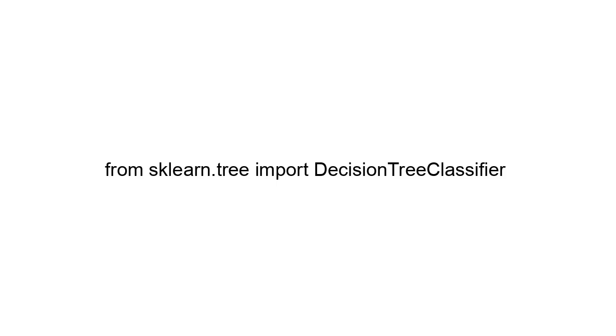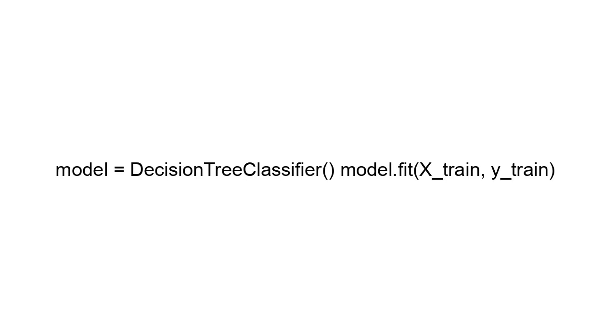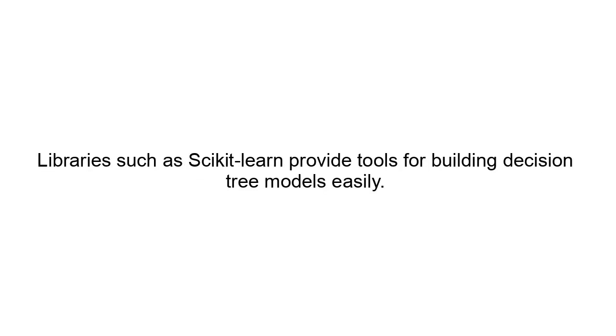Example Python code. Example decision tree model using Python. From sklearn.tree import DecisionTreeClassifier. model = DecisionTreeClassifier(). model.fit(X_train, y_train). Libraries such as scikit-learn provide tools for building decision tree models easily.